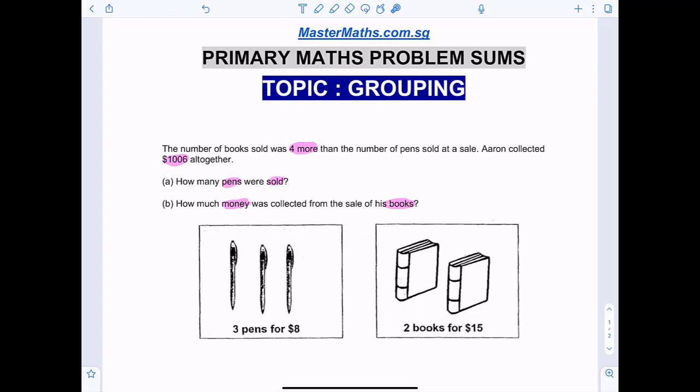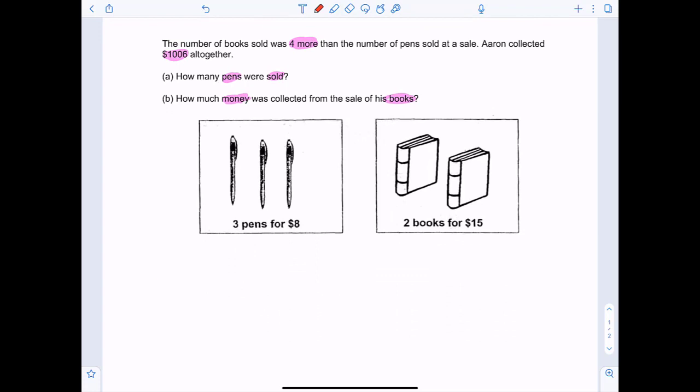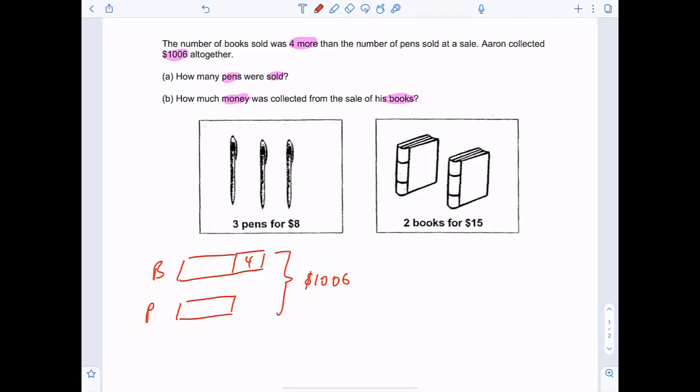How do we do that? We find out how much is 4 extra books. Okay, so we know books and pens. The books is a little bit more by 4. This is the pens, and the total collected from these items is also given. So to make things easier for ourselves, remove these 4 extra books, make the books and the pens the same. Of course, when we do that, the total amount collected will change.